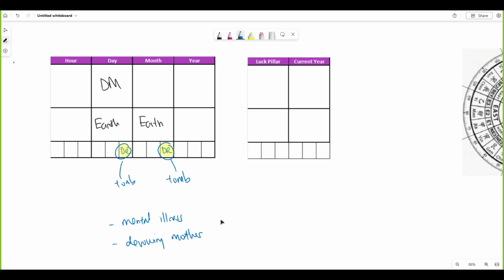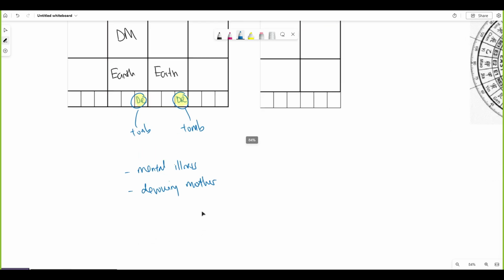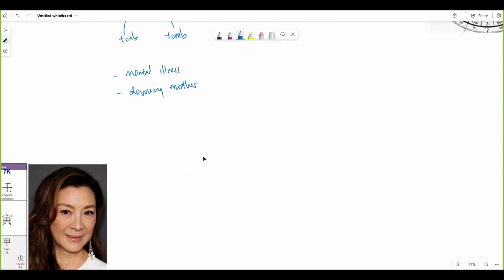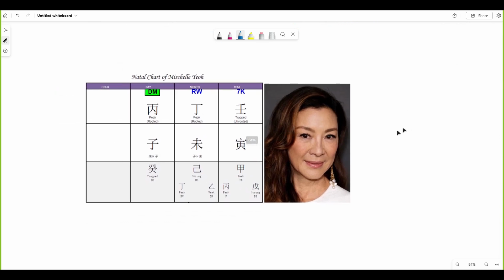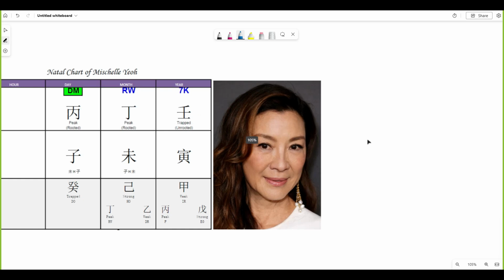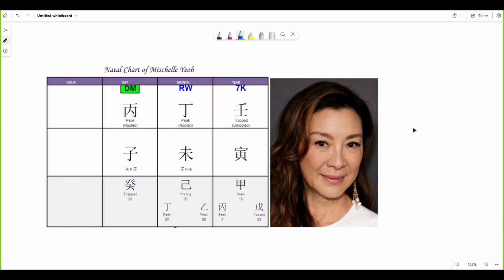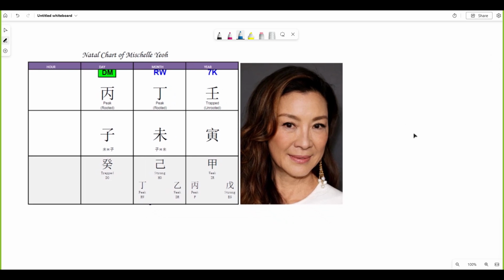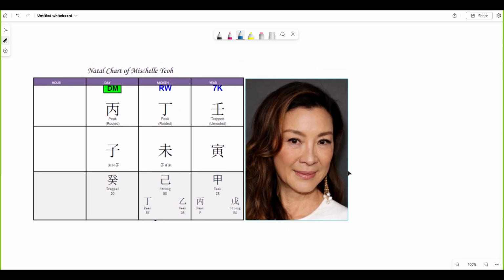All right. But be careful of diagnosing devouring mother. It's not all the time. Now let's take a look at Tan Sri Michelle Yeoh, I think she's a Tan Sri by now. She won the Oscar, I think, for best actress this year. Michelle Yeoh is one of those movie stars who did her own stunts, and having a 7 Killings Fasa makes her have the propensity of taking risks. So she goes into martial arts.